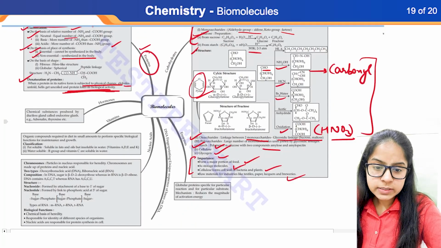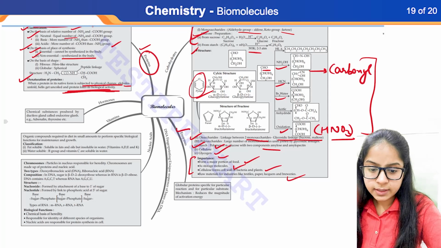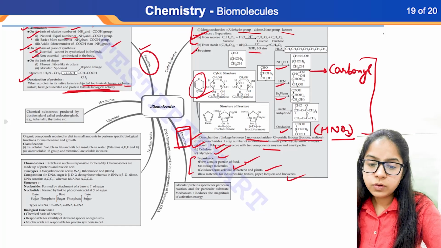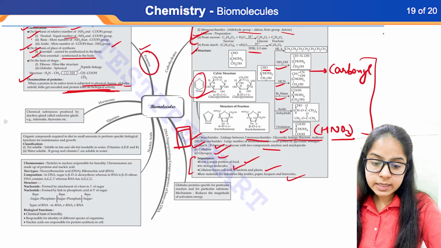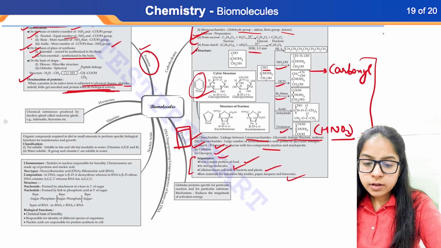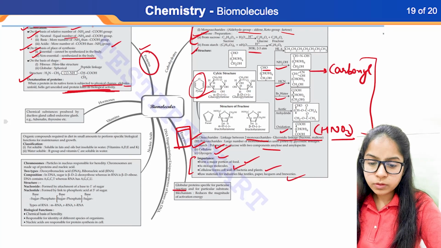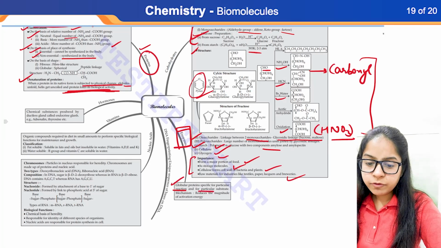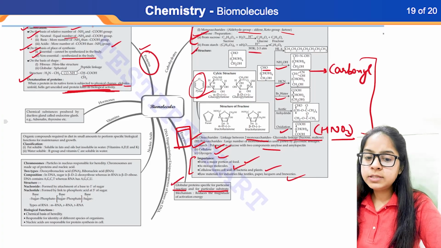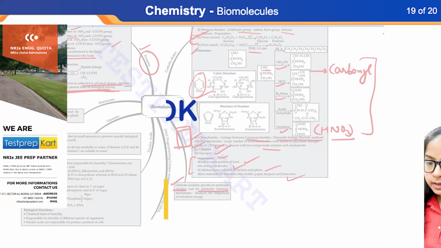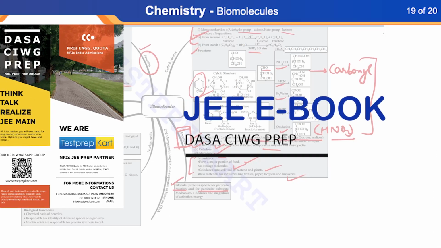Now the next one is the next biomolecule: enzymes. Okay, enzymes are the proteins. Enzymes are very much specific, globular proteins, specific for a particular reaction. This is an important one, and for a particular substrate. Always remember, enzymes are very much specific.